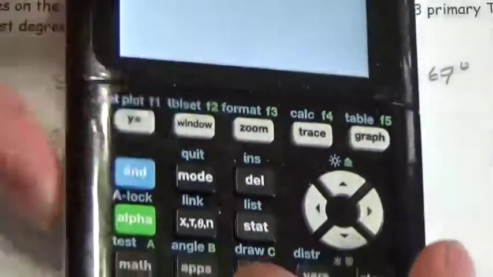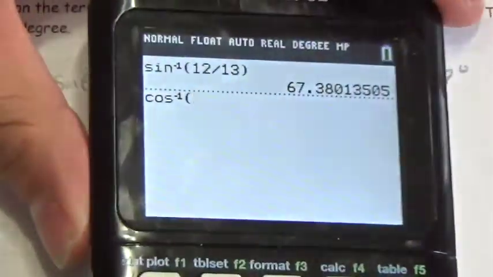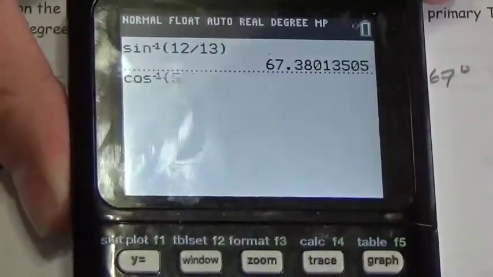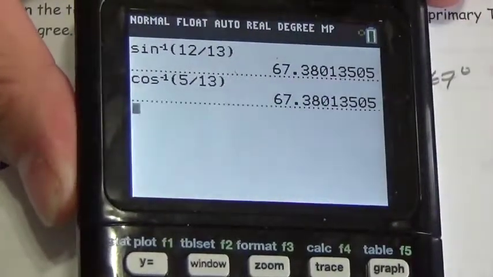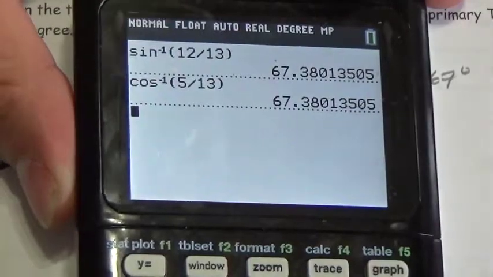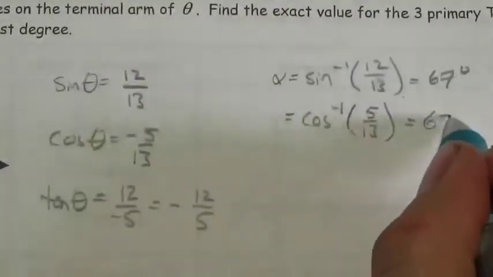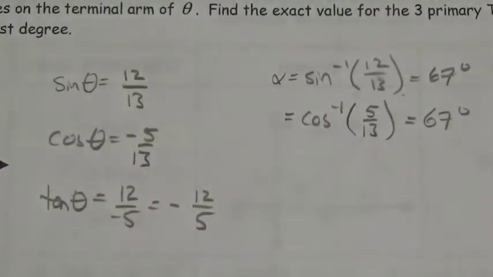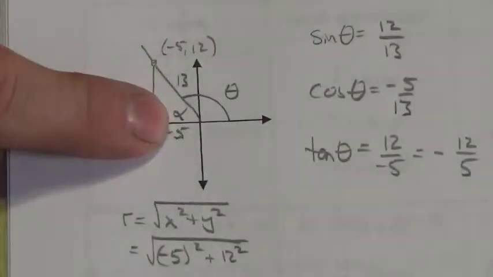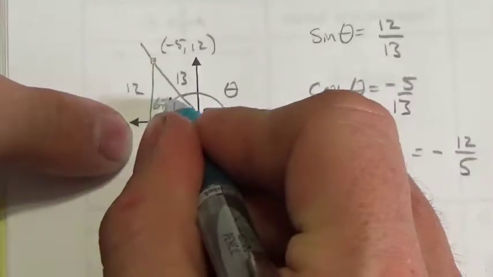So let's just take a look here. Second cosine, okay, of 5/13. Assuming that we've done our math right here, that should give us 67.3. There we go again. So again, we're seeing some confirmation here. So our reference angle here is 67 degrees. But that is the angle inside the triangle. That means that this is 67 degrees.